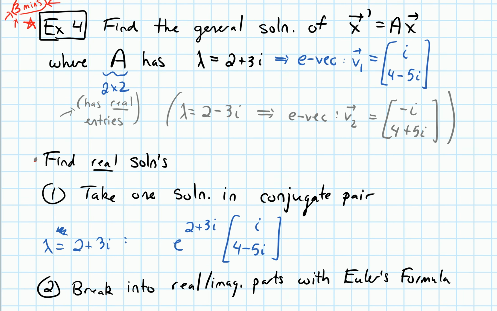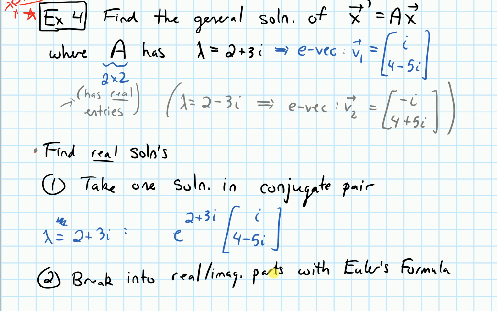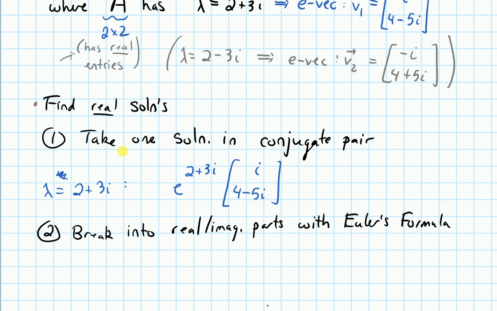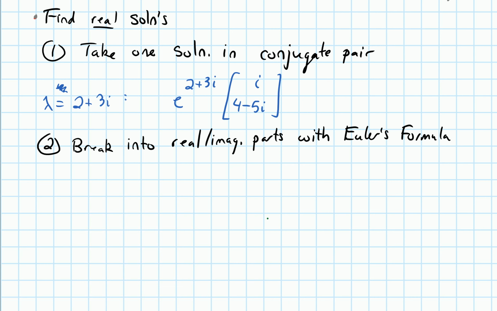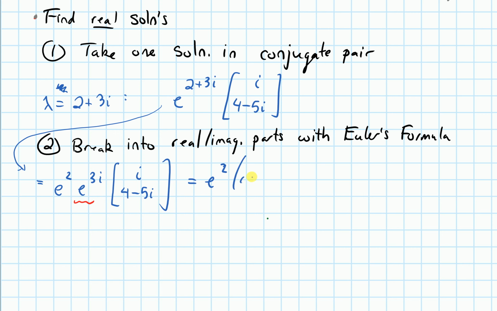All right, so now what we want to do is break this up into the real and imaginary parts with Euler's formula. So let's use Euler's formula on this. First off, e to the 2 plus 3i becomes e squared times e to the 3i. And then I have that times the vector i, 4 minus 5i. Now let's use Euler's formula on the e to the 3i term. So we have e squared, and then using Euler's formula, we'll get cosine of 3t plus i sine of 3t.